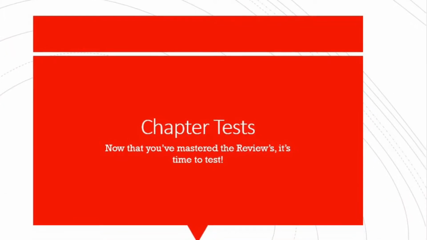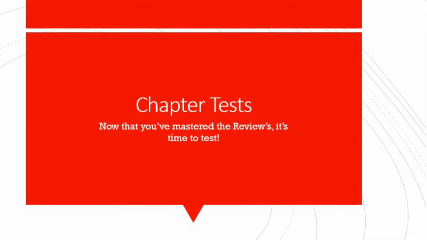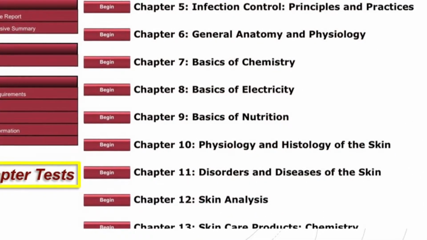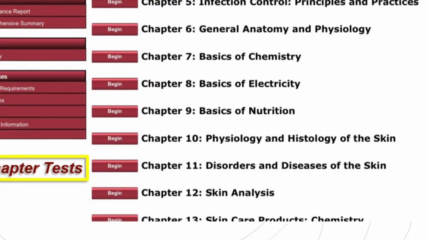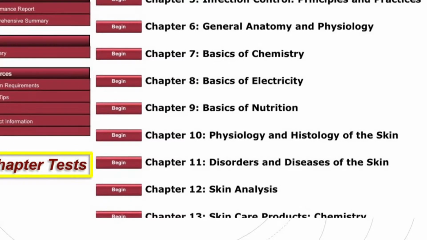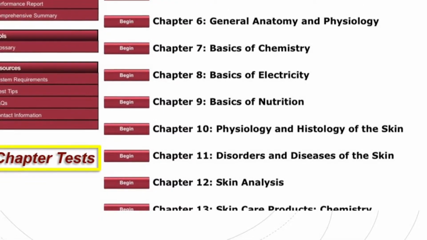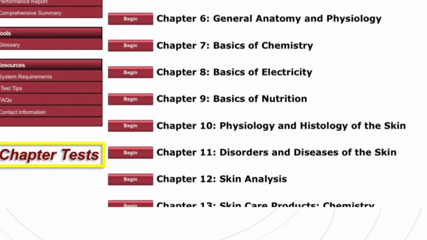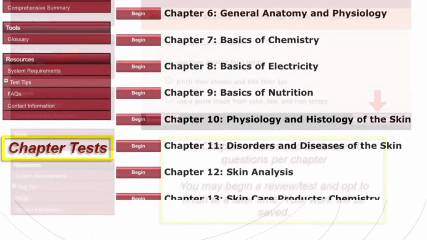Now that you've mastered the chapter reviews, it's time to take the test. Here you can take a simulated test based on selecting topic chapters of the course. You will proceed through the questions and see your score and answers at the end of the test. The questions and answers are randomized, so chapter questions are not always in the same order.